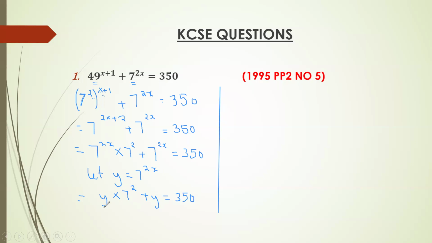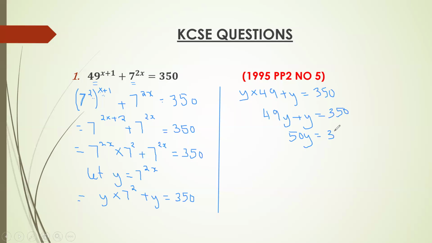So, okay. So under BODMAS, mwanzo to multiply and then we add. So don't go directly into addition. So multiply the 2. So y times 49, so 7 power 2 is 49, plus y, equal to 350. So y times 49 is 49y plus y equal to 350. So we add, 50y equal to 350.